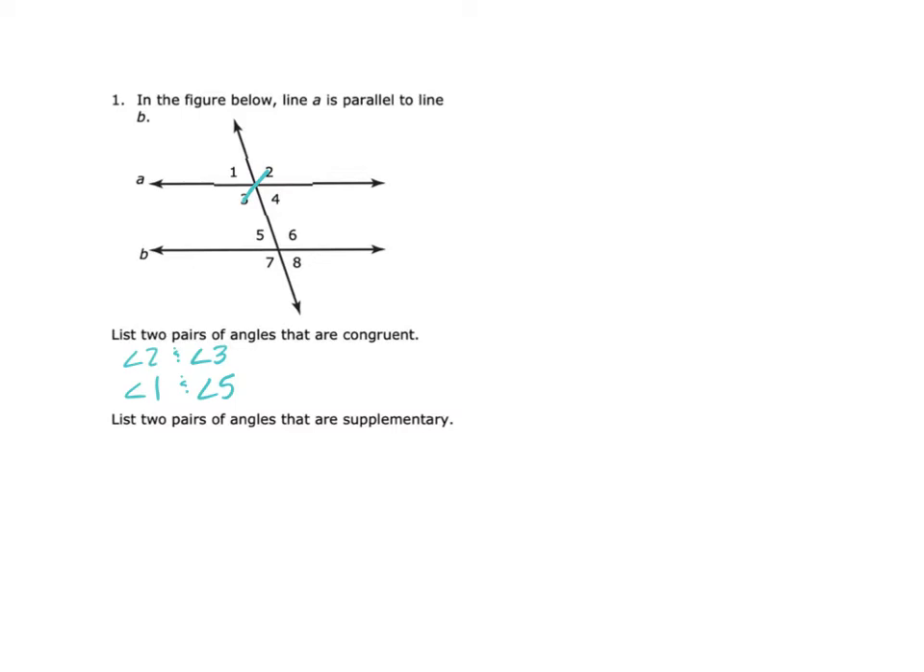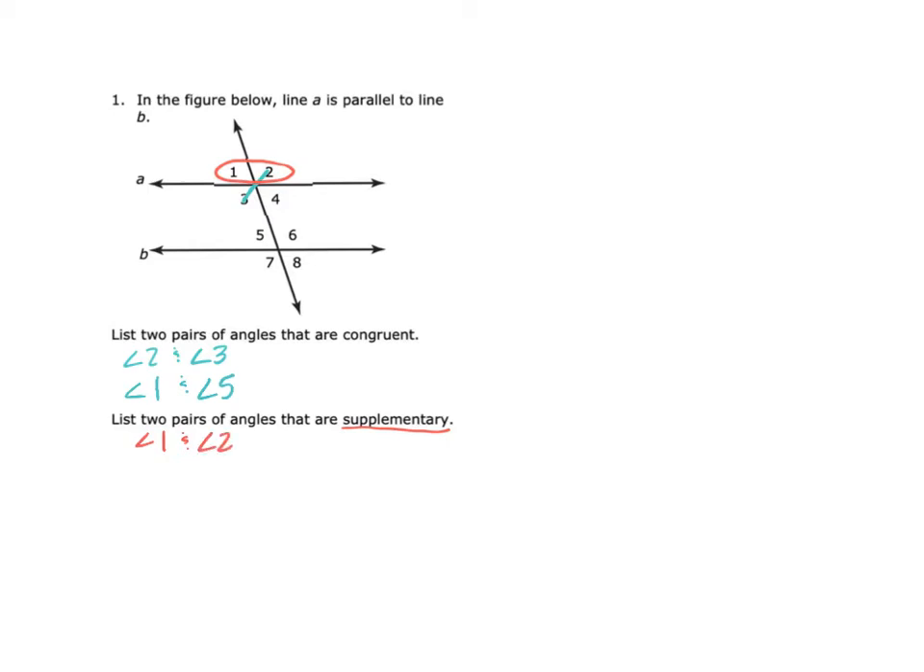Then it asks us to list two pairs of angles that are supplementary. Supplementary means that they're going to make a straight line or add up to 180 degrees. Those are going to be our next door neighbor angles. So for example, we could use 1 and 2. Those two angles together form a straight line.